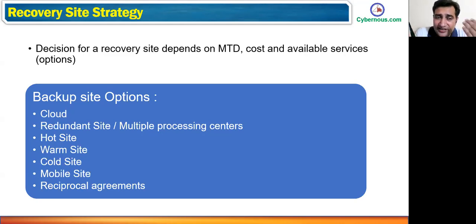But the problem with a reciprocal agreement is that it is not legally enforceable. You had an agreement, but when the actual disaster happened, the other company is not able to accommodate you because of their own challenges, right? So this is not legally enforced. These are the different recovery site arrangements we need to understand from an exam perspective.